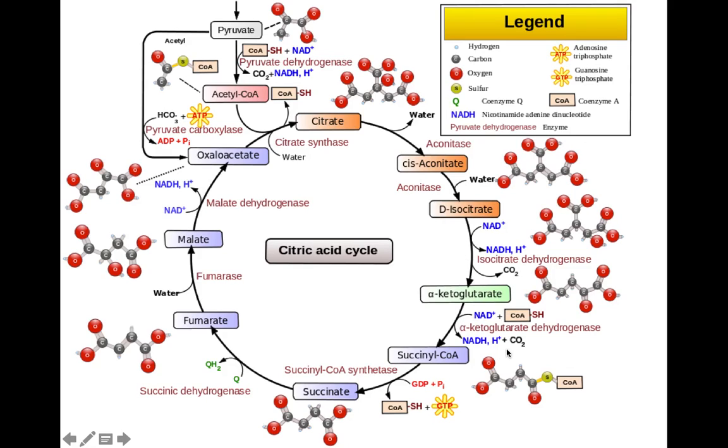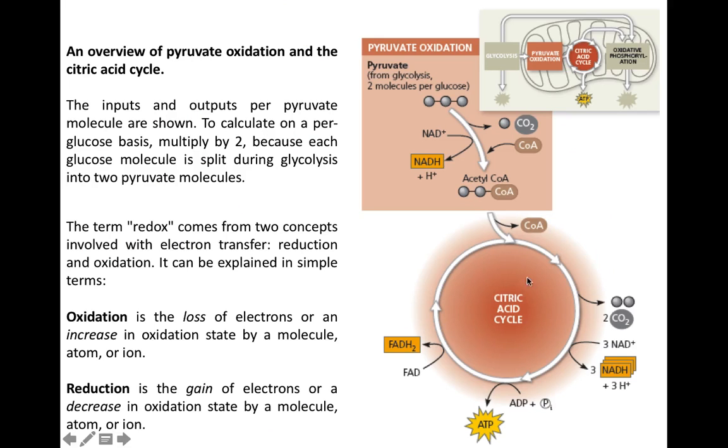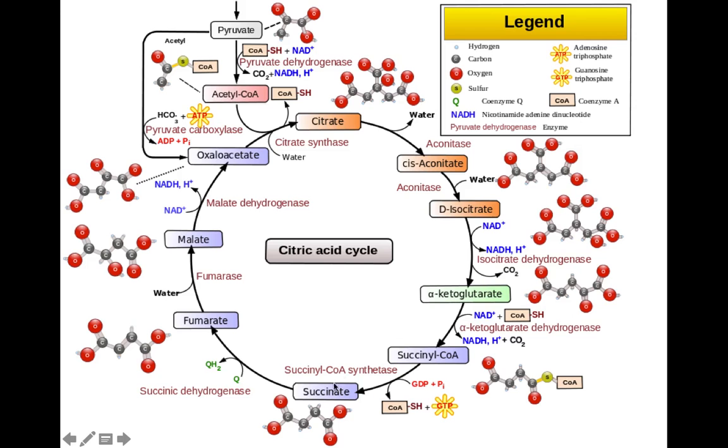FAD are reduced. So being reduced means, for example, here when alpha ketoglutarate is converted into succinyl coenzyme A, NAD is reduced to NADH. So alpha ketoglutarate is being oxidized while NAD is being reduced, meaning it has carried away some electrons. So this is a simplified diagram for a citric acid cycle. We are not interested in the details of these chemical intermediates in this cycle. I think you're pretty familiar with this cycle.